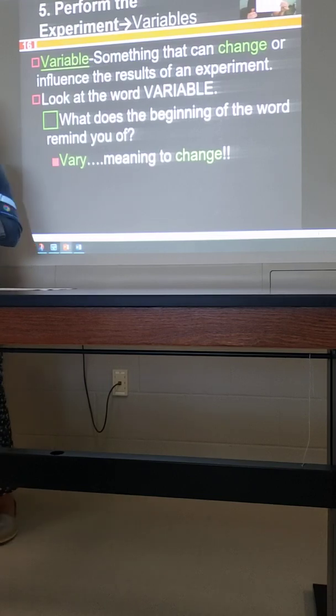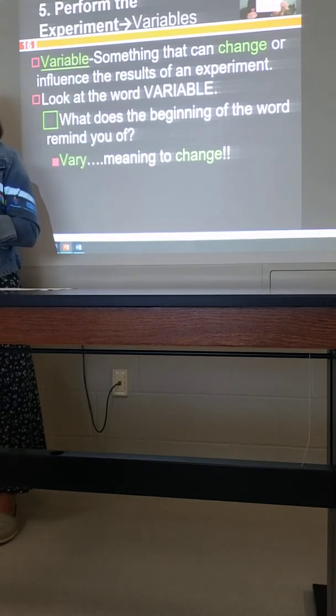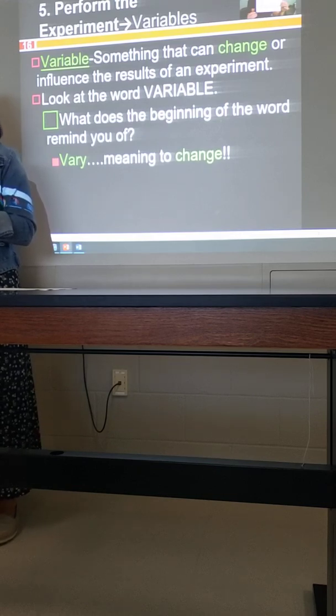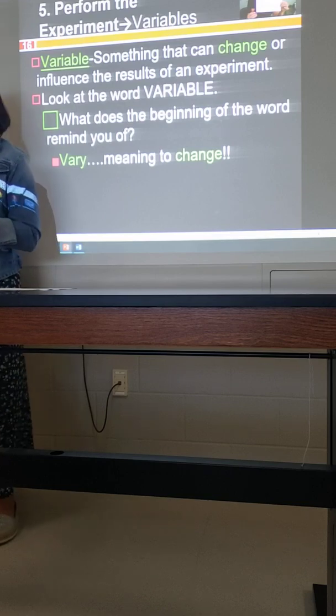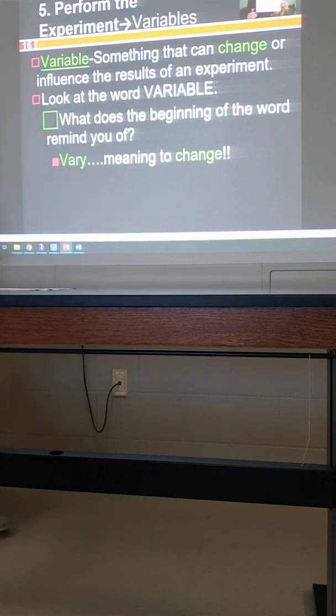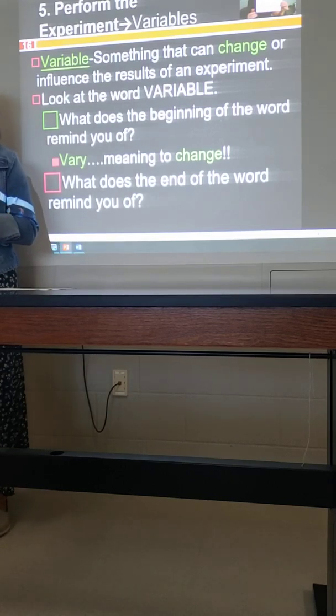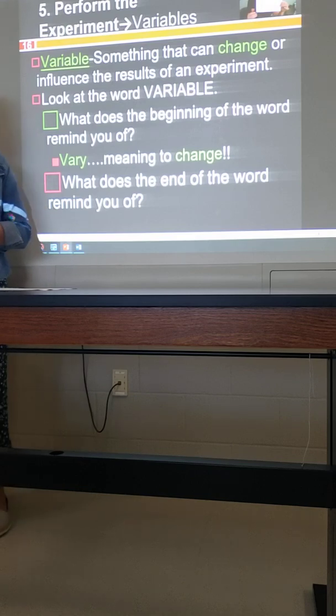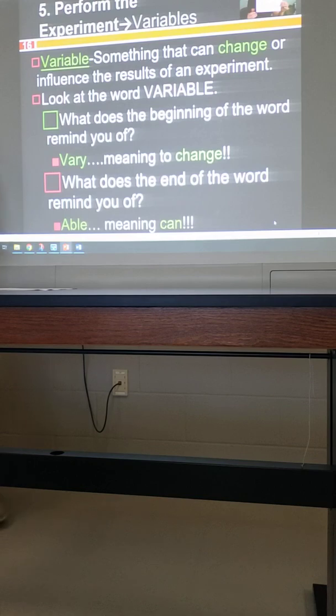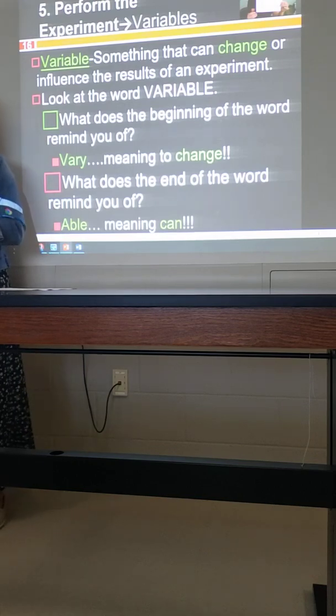The weather in Ohio varies greatly. All weekend it was gorgeous. Early this morning we have thunderstorms, right? The weather varies greatly. Now, what does the ending of the word remind you of? That word able, A-B-L-E. What does able mean? Xander? It means that you are allowed to, basically. Okay, good. You are allowed to, or you can. Something can do something.